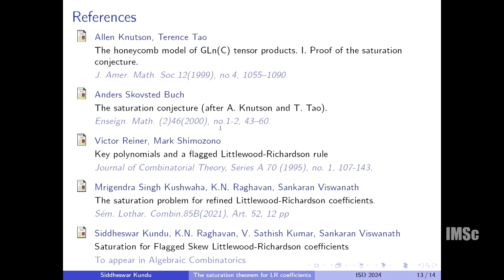And here are the references: for the classical LR coefficient saturation theorem, another proof by Buch, and Reiner's homogeneous paper where this flag skew Schur polynomial comes. These are the first result by Mignanda, Professor Raghavan and Viswanath, and this last one is a recent result. Thanks.